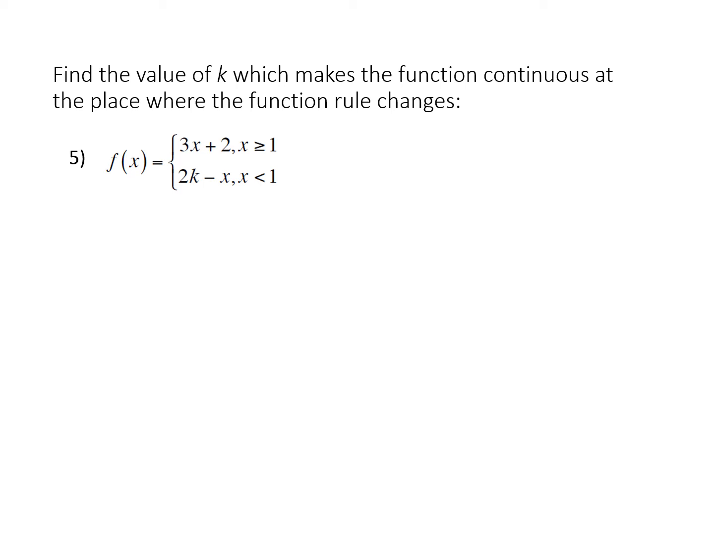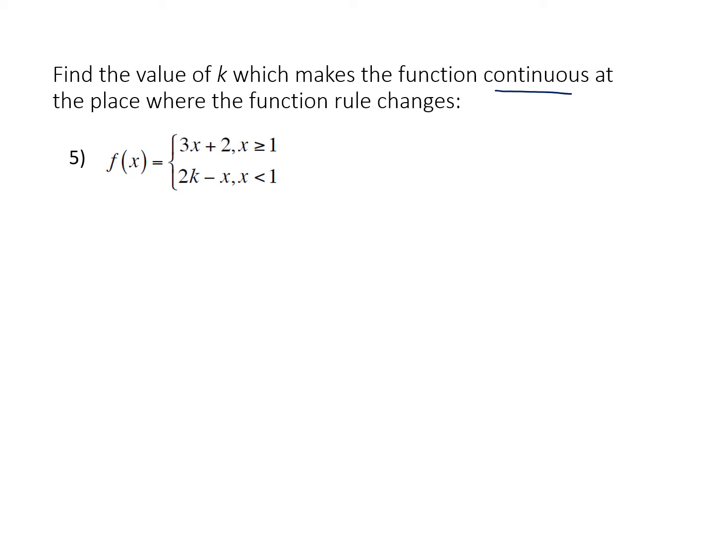So here we actually have to find the value k. We know the continuity properties are that the function has to exist at the rule change of 1, and the left-sided and right-sided limits have to be equal to each other, and then the function and the limit have to be approaching the same value. So we have to make that all happen in order to find k and make this function continuous at that rule change of x equals 1.